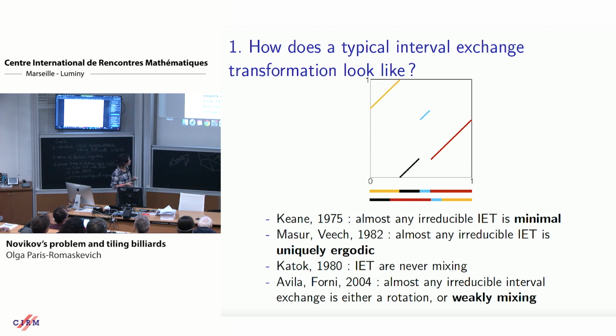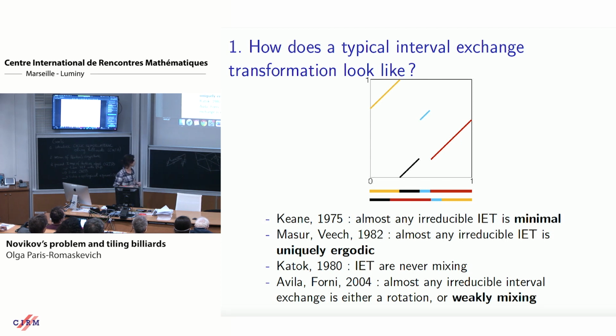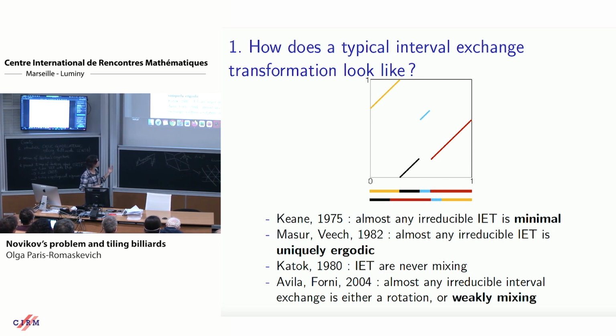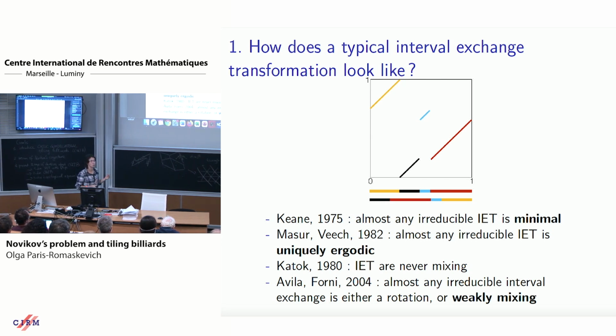Katok proved that they are never mixing, and Avila and Forni, with techniques elaborated in the 21st century, have proven that such maps are almost always weakly mixing. So we understand how a typical interval exchange transformation looks.